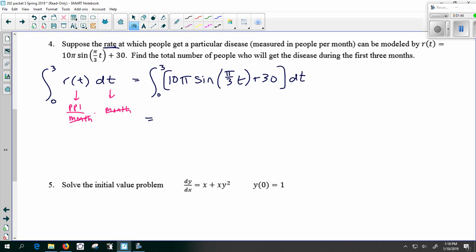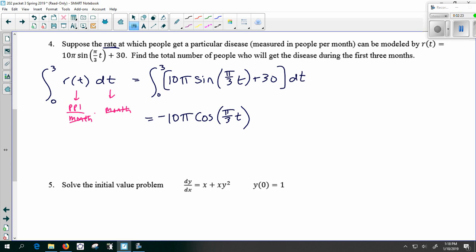All right, so the antiderivative of 10 pi sine pi over 3t. Well, the 10 pi is just a coefficient, it's going to come along. The antiderivative of sine is negative cosine, so I'm going to do negative cosine pi over 3t. But then I have to make sure that if I go backwards and take a derivative, I should get back to where I started. So my 10 pi stays, that's good. The derivative of cosine is negative sine, so that would take me back to sine, pi over 3t.